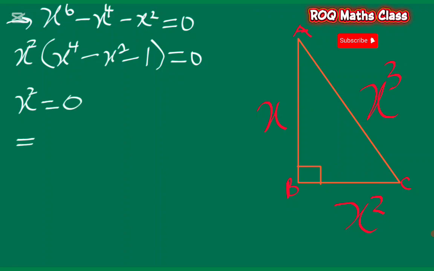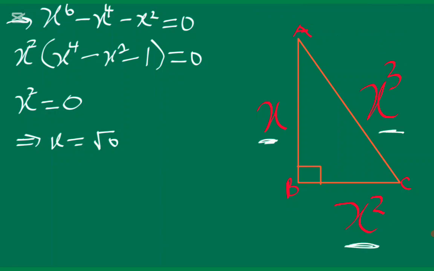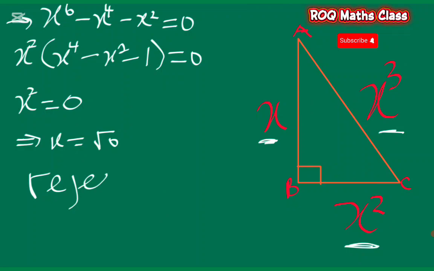This implies that our x is equal to the square root of 0, which is not possible, because any value of x we are going to get for this right angle triangle must not be less than 0, or must not be equal to 0. So therefore, we are going to reject this root.